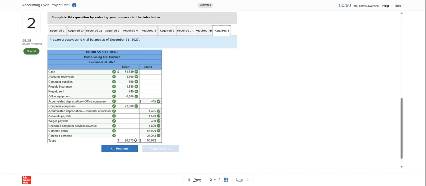So here we have $90,872 in debits and $90,872 in credits. So this just demonstrates that all of our debits and credits are equal. And then also you can see that there are no temporary accounts, such as the unearned computer revenue. It is actually a liability at this time because we have not actually made the money. Once it becomes actual revenue, that will be considered a temporary account, but at the moment it is a liability.